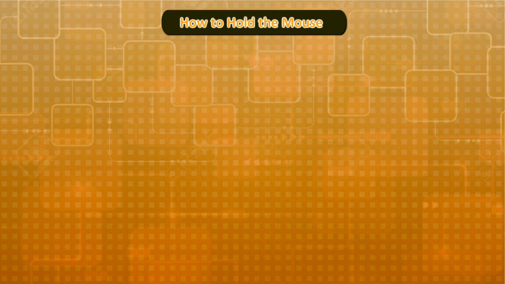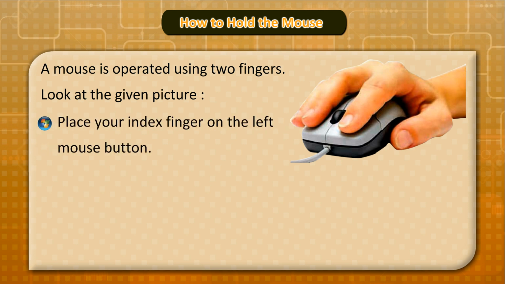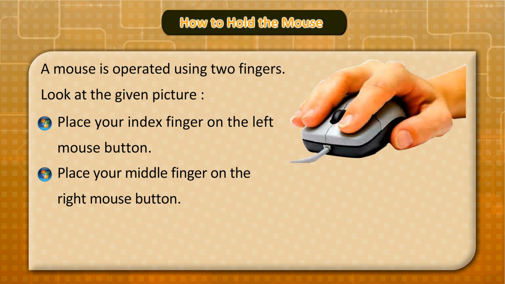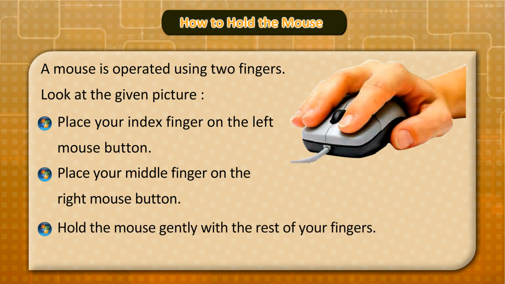How to hold the mouse. A mouse is operated using 2 fingers. Look at the given picture. Place your index finger on the left mouse button. Place your middle finger on the right mouse button. Hold the mouse gently with the rest of your fingers.